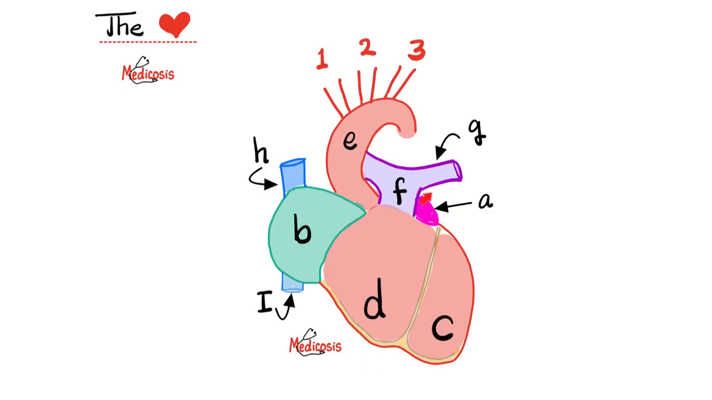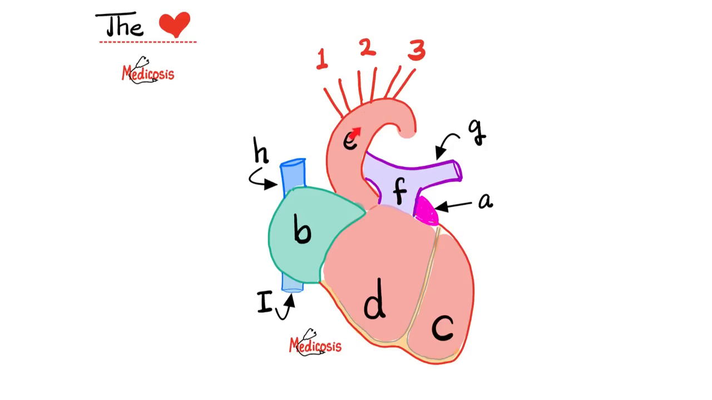Let's go. This is the left atrium or the left auricle. This is the right atrium. This is the left ventricle. This is the right ventricle. The left ventricle ejects oxygenated blood into the aorta, whereas the right ventricle ejects deoxygenated blood into the pulmonary trunk, which will then branch into the right pulmonary artery and left pulmonary artery.